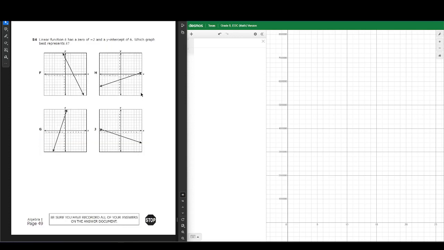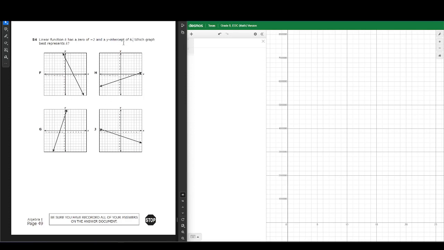Next, linear function k has a 0 of -2 and a y-intercept of 6. Which graph represents it? So here we have to know that a 0 means an x-intercept. This is vocabulary again, so there's not really any way that Desmos can help you to know what a 0 is. So we need a 0 of -2. The only one that even has that is G. Then we can verify the y-intercept also is 6 on G.